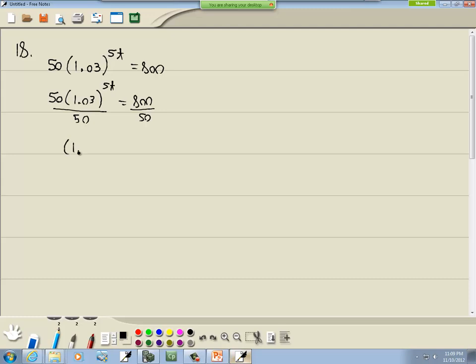So that gives us 1.03 to the 5t power equals 16? Yeah, 16, I believe. Okay. Now we got the part with the variable in the exponent by itself, so we'll go ahead and take the natural log of both sides.